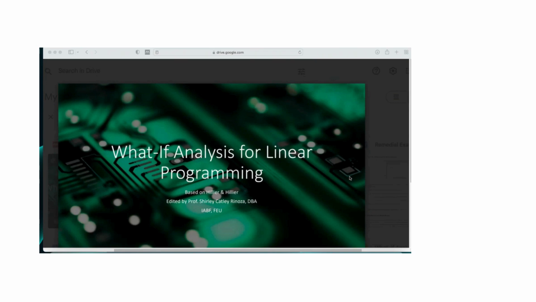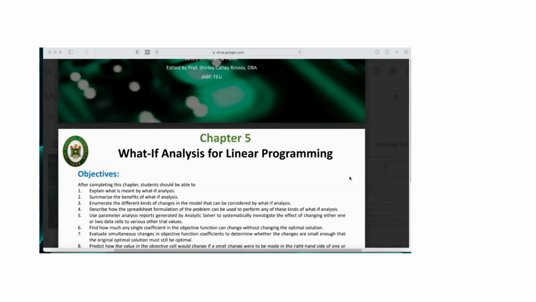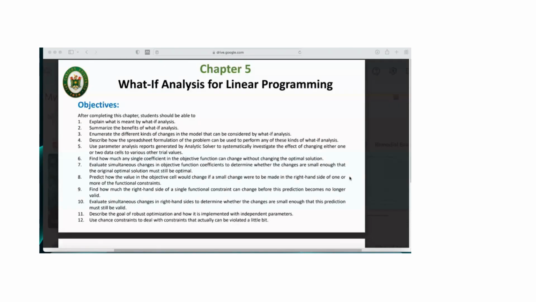About what-if analysis for linear programming. Well, there are many objectives to accomplish, but only part of this will be accomplished today because I am discussing only half of this presentation.